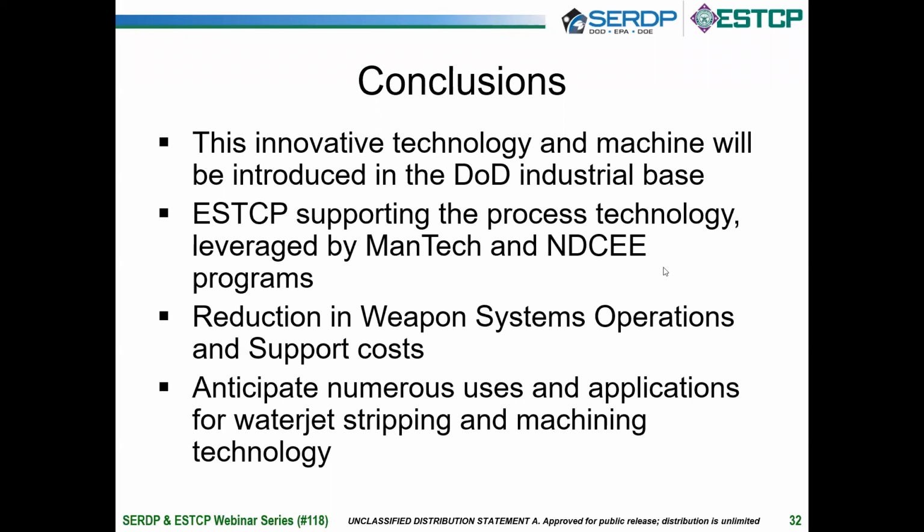We anticipate many other numerous applications for water jet stripping and technology as the future shows. Other materials will be coming down the pipe. Much higher melting temperature refractory metals will be coming down the pipe to be put on the large caliber gun barrels.